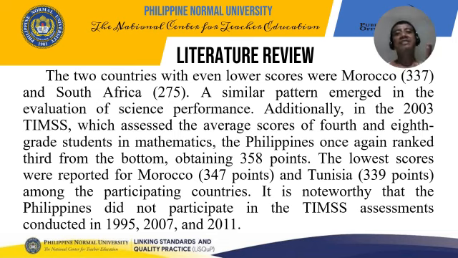Additionally, in the 2003 TIMSS, which assessed the average scores of 4th and 8th grade students in mathematics, the Philippines once again ranked third from the bottom, obtaining 358 points. The lowest scores were reported for Morocco, 347 points, and Tunisia, 339 points, among the participating countries.